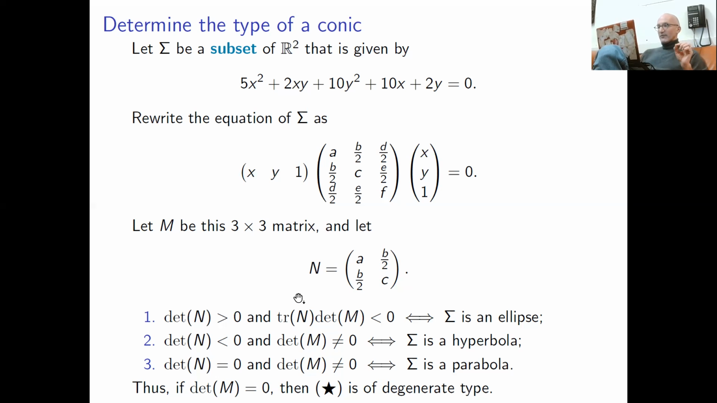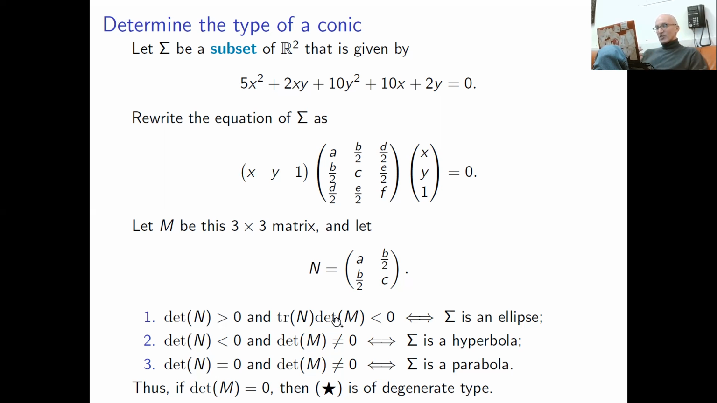Again, if the determinant of N is positive and the determinant of M is not 0, there are only two possibilities. Either this is an ellipse, a real nice ellipse, or it's something given by x squared plus y squared plus 1 equal to 0, the empty set. So for example, if you grab a point on this curve, if your curve contains a point, if your subset contains a point, it's not an empty set. So in this case, this is definitely an ellipse.